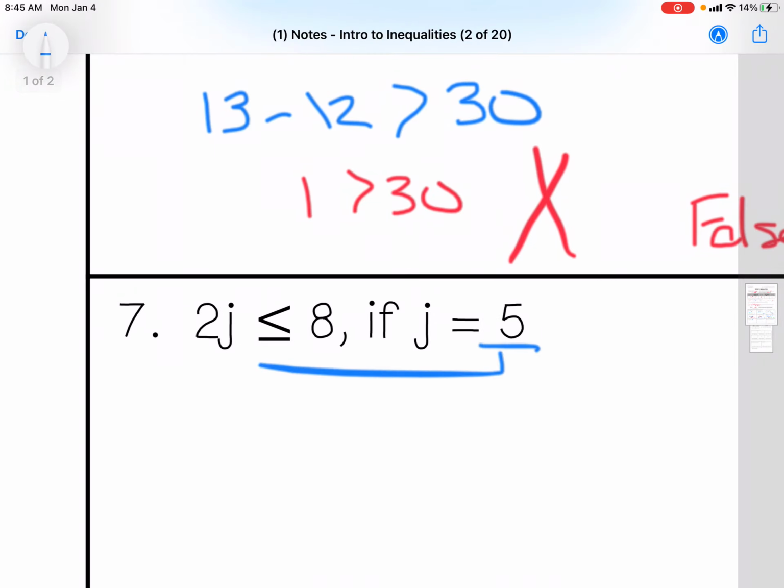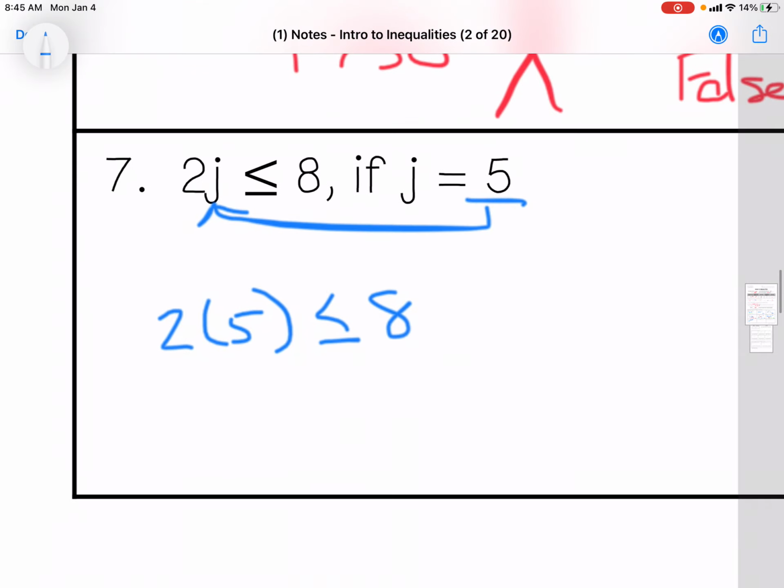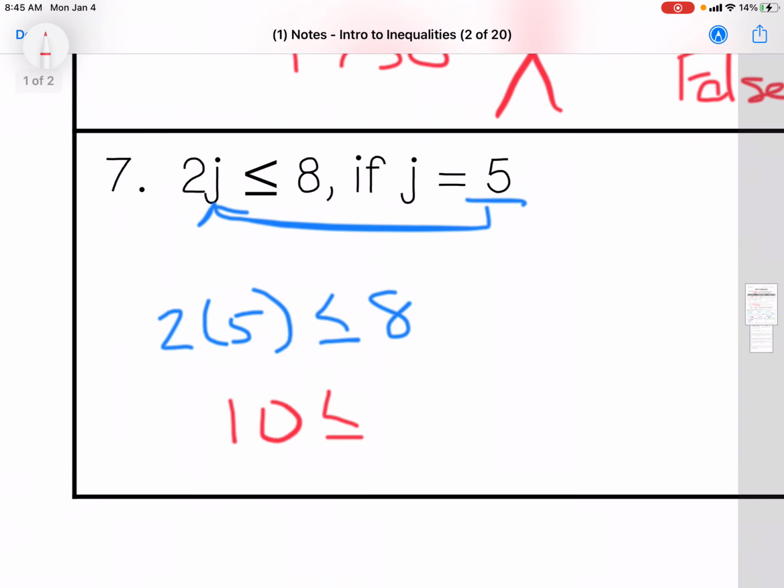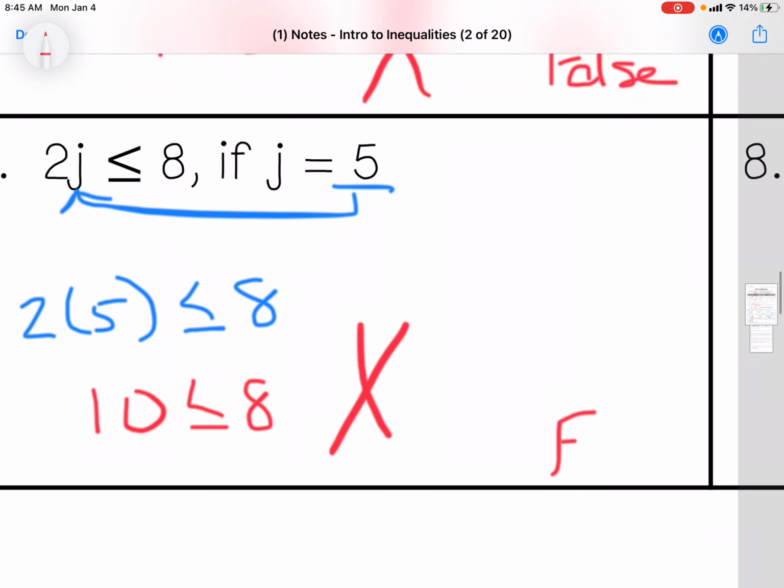Take J, plug it in. 2 times 5 less than or equal to 8. 10 less than or equal to 8. Is 10 less than or equal to 8? It is not, so it is false.